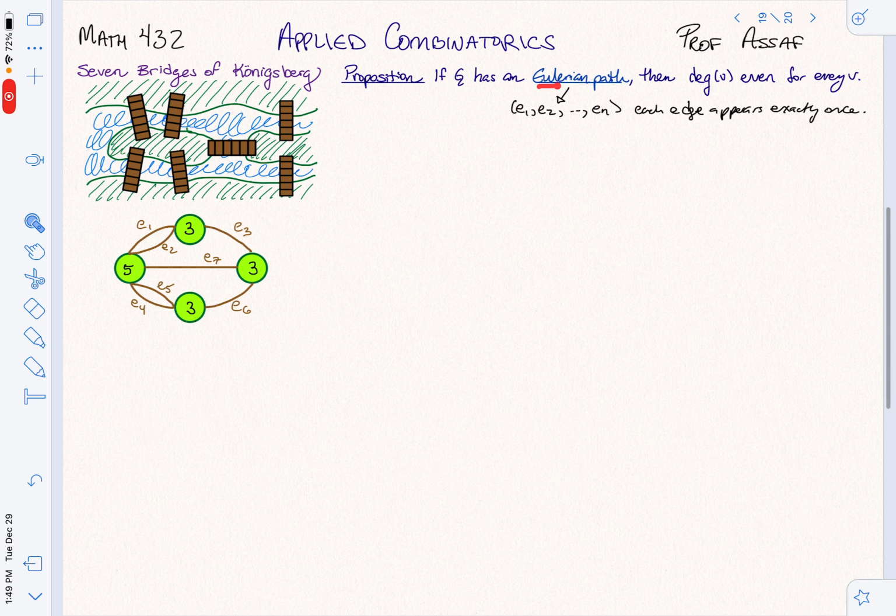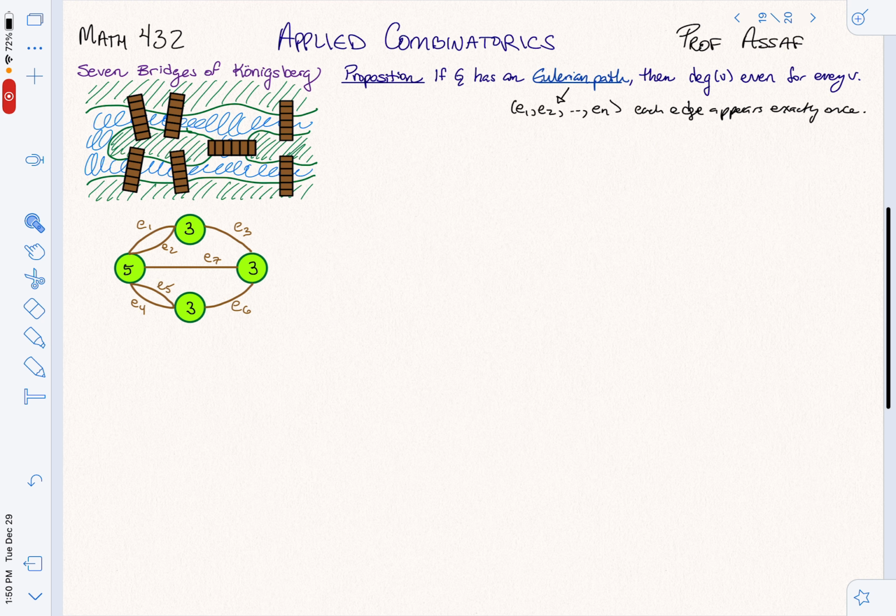So that led to the definition of an Eulerian path, which is a sequence of edges taken in order such that each edge appears exactly once. Okay, and this is the graph that we use to represent Königsberg. The proposition that Euler proved is that if we have an Eulerian path, then the degree of every vertex must be even. Because we count degrees in this graph, here it's degree 3, because there are 1, 2, 3 edges coming from this vertex. Since this doesn't have the property that every vertex has even degree, we know there cannot be an Eulerian path in Königsberg.